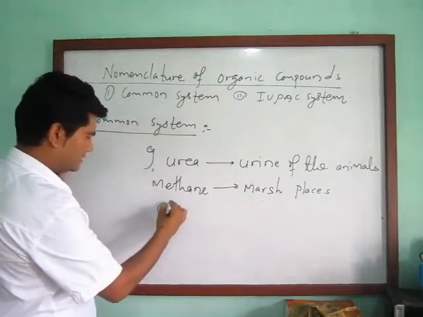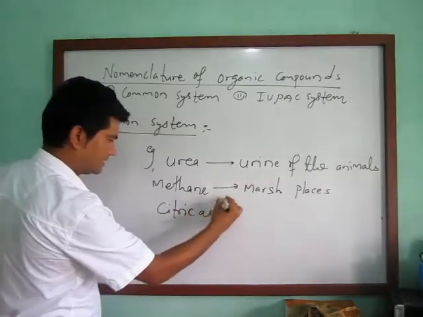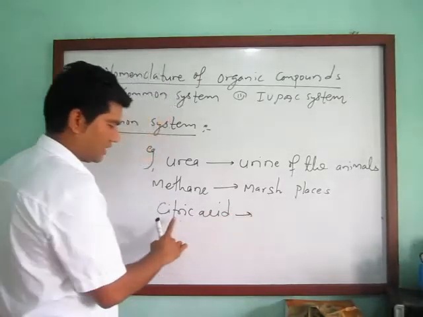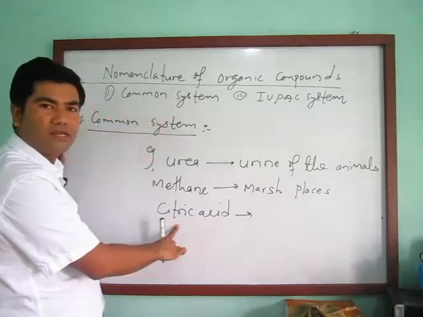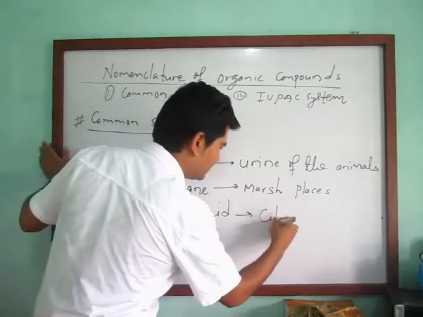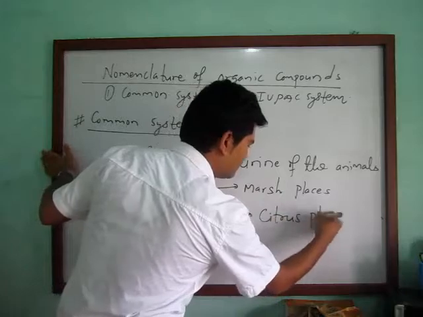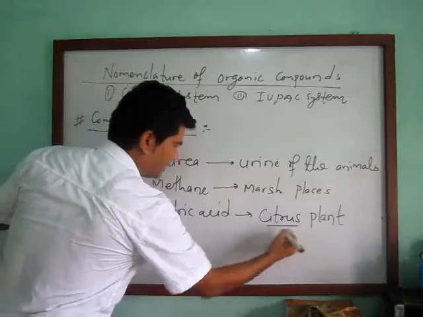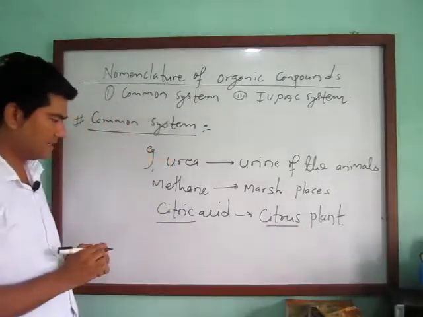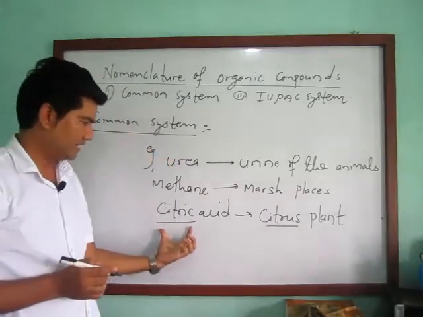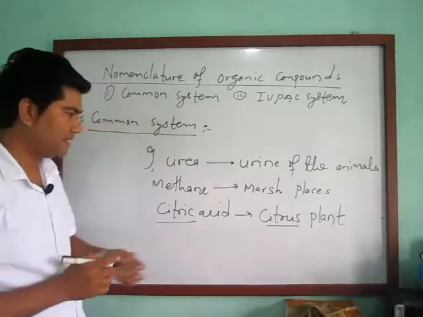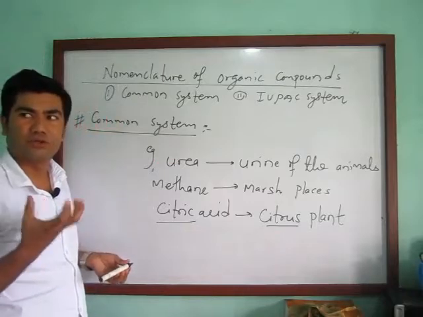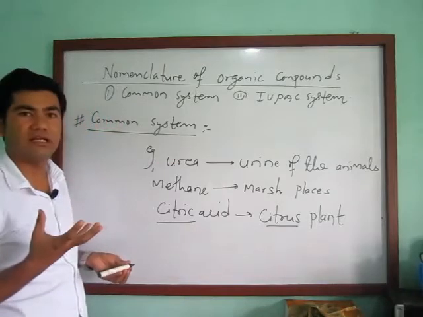Similarly, the name of citric acid was derived because citric acid was found in the citrus plant. Citrus, plant. So you can see the similarity between citric and citrus. So there is no systematic basis to name the organic compounds.